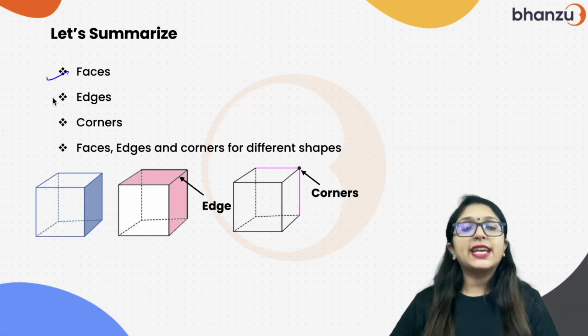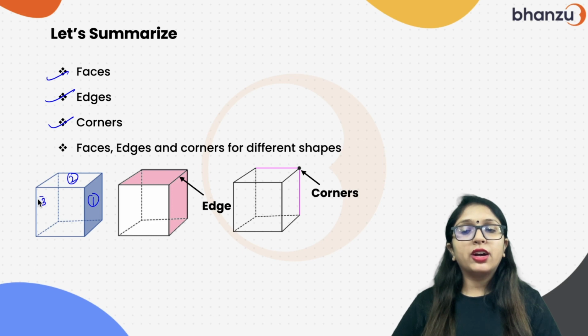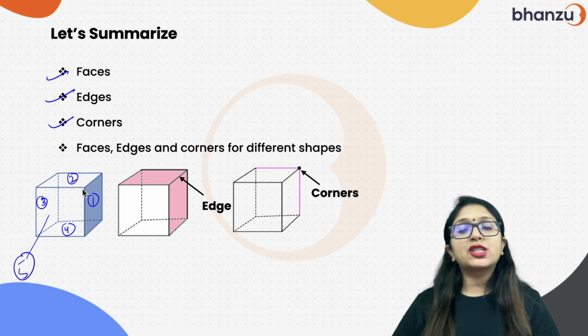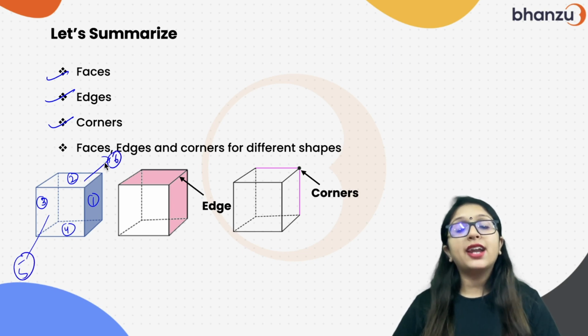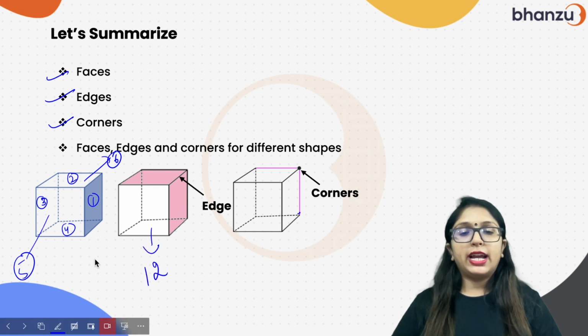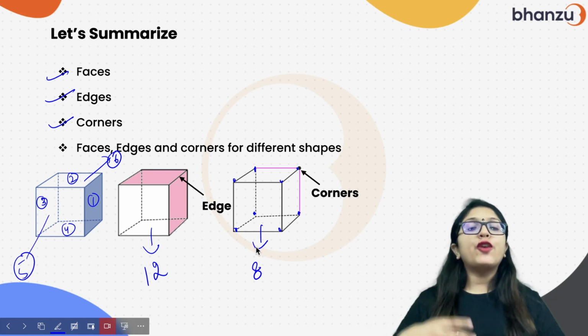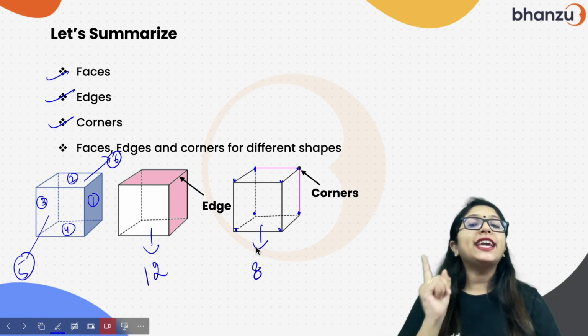So let's go ahead and let's quickly summarize what did we learn. We talked about faces, edges and corners. And here you can clearly see we have 6 faces, right? 1, 2, 3 here and 4th at the bottom and 5th one is the front one that you can see and the 6th one is at the back one. Okay, there are 6 faces and if we talk about the edges, you can count all these edges and the total number of edges will be 12 over here. And if we talk about the corners, then there are 8 corners. This is what we have studied so far. We talked about faces, edges and corners of all the shapes that we learnt in the last class.